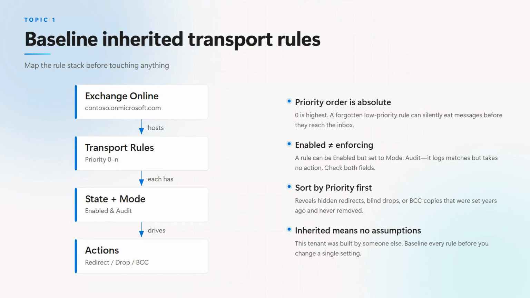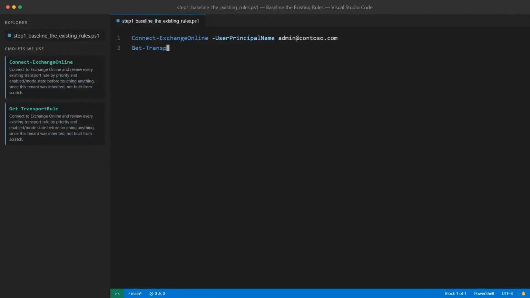In a moment you'll run a single pipeline that surfaces the full list, and you'll watch for a rule named Redirect Old Partner Routing sitting at priority 1 in full enforce mode, exactly the kind of silent redirect that can explain missing mail. We're about to connect to Exchange Online and pull every transport rule, sorted by priority, showing name, priority, state, mode, and description. The result will be a clean table, and you'll spot a high-priority redirect rule that's been quietly rerouting mail to a legacy group. First, Connect-ExchangeOnline authenticates with the admin account at contoso.com.